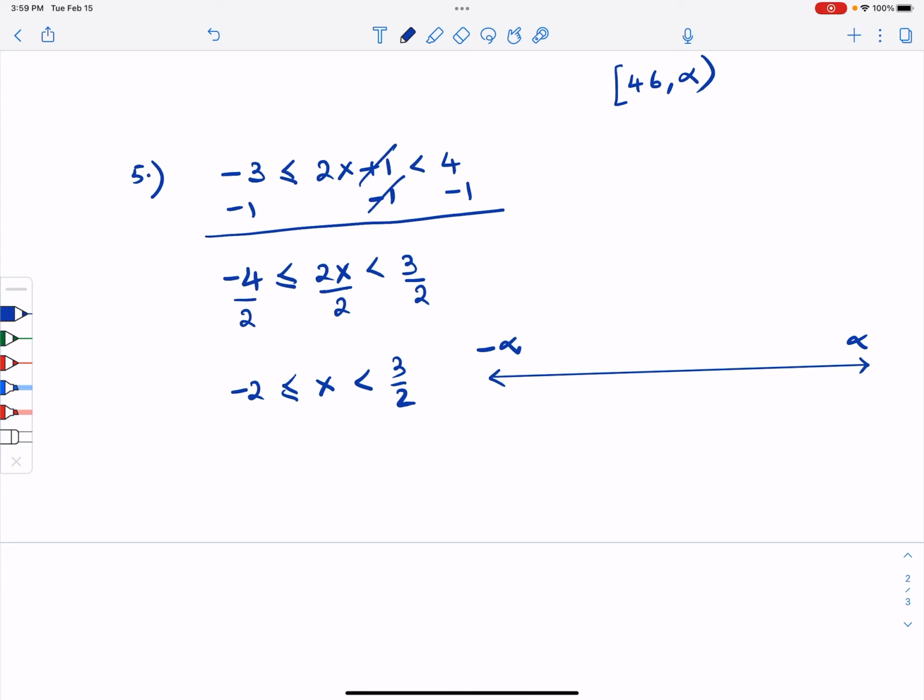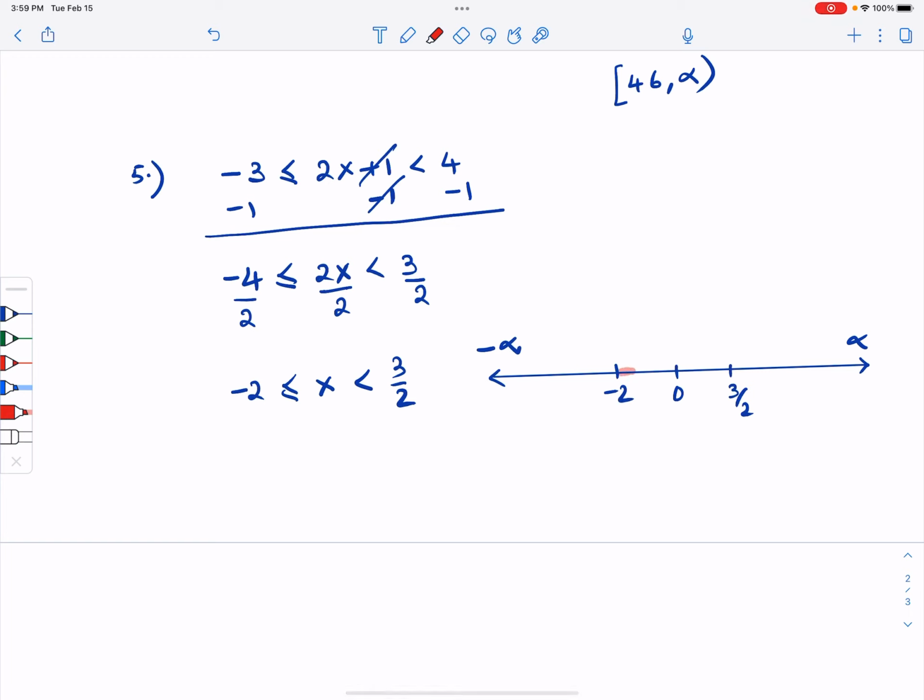Okay, so we have the negative 2. Let's put the 0 out here. Let's say you have negative 2 out here, and then let's say you have 3 over 2 out here. All right, so basically what we're saying is that negative 2 is less than or equal to x, right? What that means is that x is actually greater than or equal to negative 2, okay?